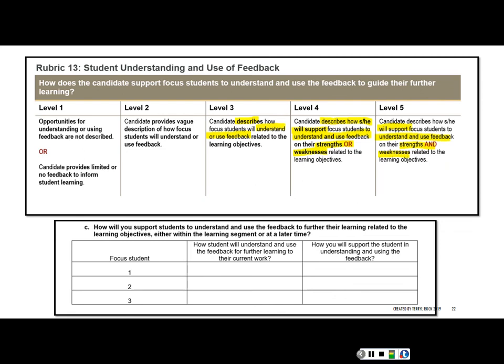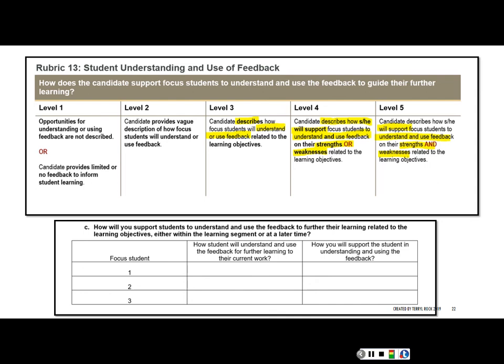Level 4, describe how you are going to support students in understanding and using their feedback. And now they throw in something else, using their feedback as it's related to their strengths or their weaknesses. And then level 5, how you're going to support the students in understanding and using feedback and strengths and weaknesses. I've never seen a 5 on this. Yes, I did. I did see a 5. I saw a 5 last year. I think I've got it up here as an example.